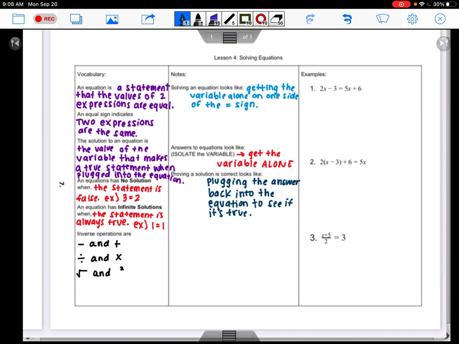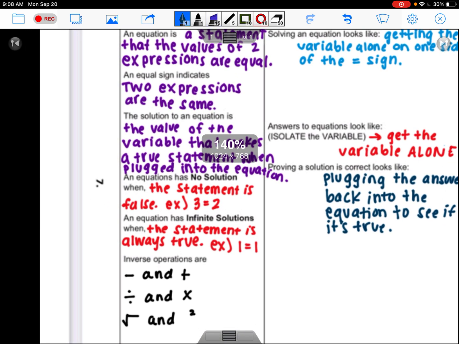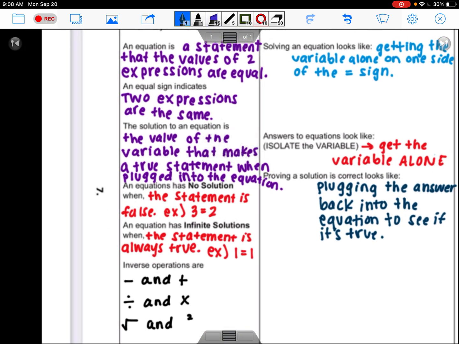All right, so let's start on lesson 4, solving equations. I'm going to zoom in here, and you can pause the video if you want to write this down first and then take a listen to it. It is important that you hear what I'm talking about, because a lot of times these words won't make sense unless you're actually listening to what I'm saying.